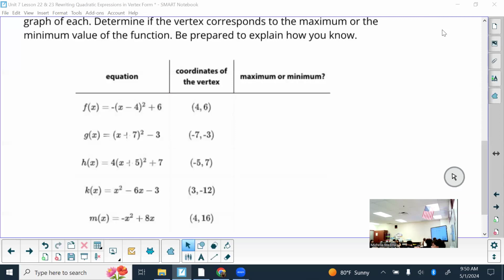Does it have a maximum or minimum? And how do you know?